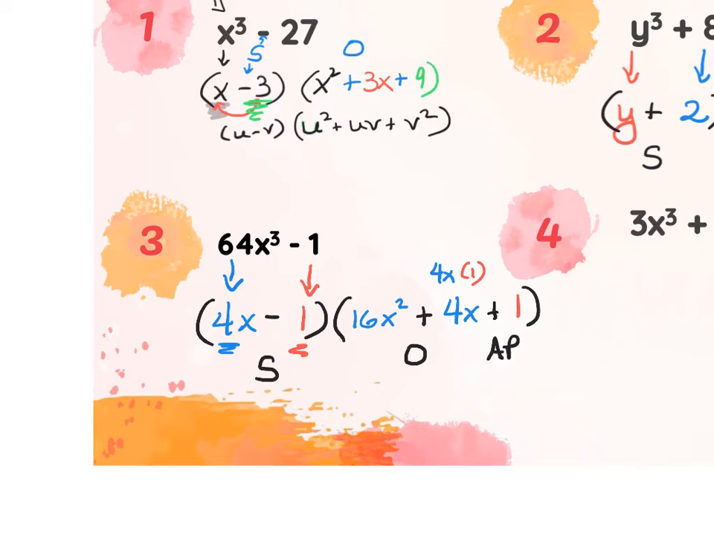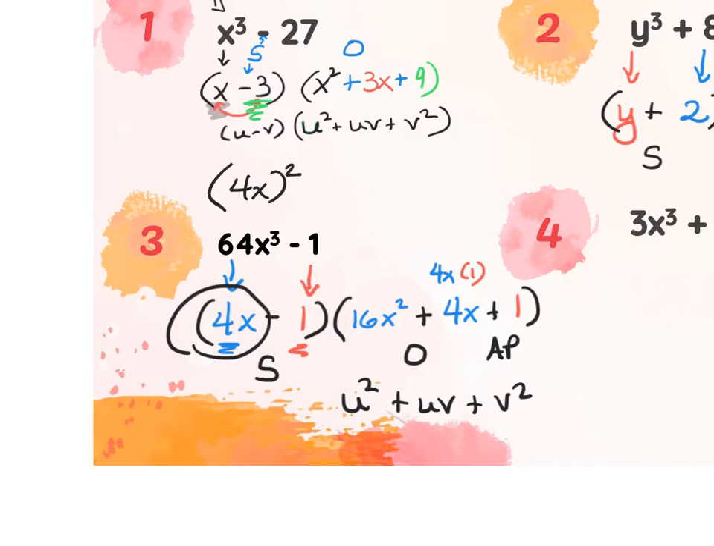Why is it 16x squared instead of 4x? Because you're squaring. Remember the pattern is u squared, and then this was plus u times v, and then v squared. So when I take, this is my u value, it's 4x. When I square 4x, I square the 4, and I square the x. Okay. So you're squaring the coefficient and the variable. Let's try the next one.